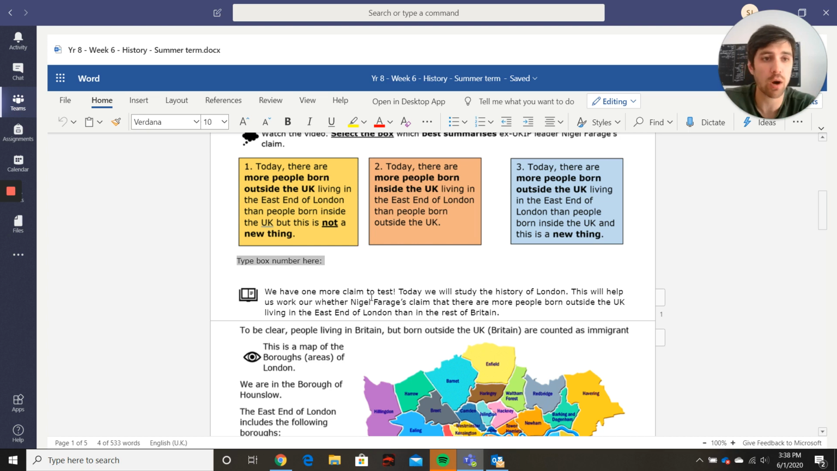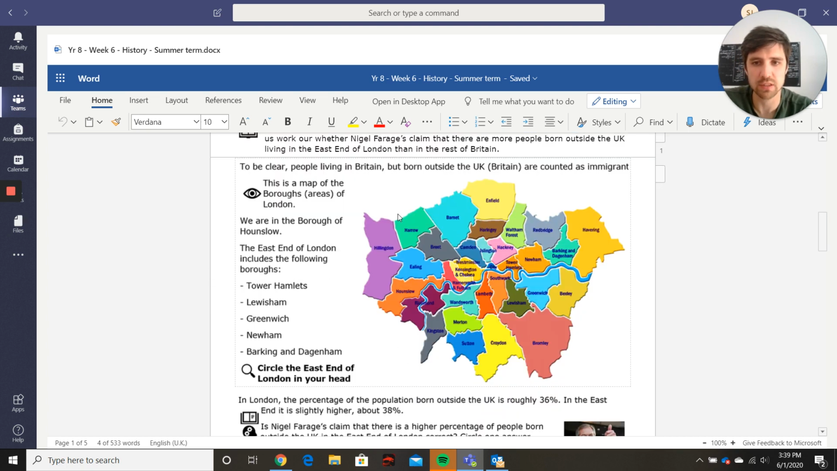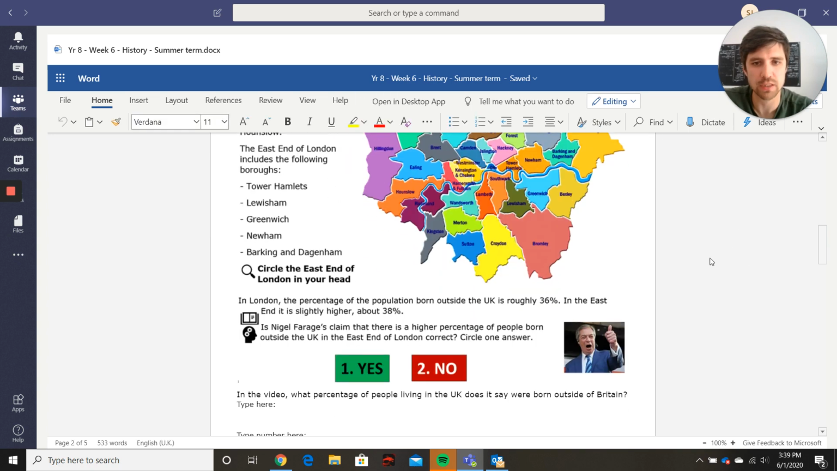You'll remember before half term we were testing all of Enoch Powell's claims. Today we will study the history of London specifically. This will help us to work out whether Nigel Farage's claim that there are more people born outside the UK living in the East End of London than in the rest of Britain is correct, and test it. I think a bit of it's cut off there, so apologies for that.